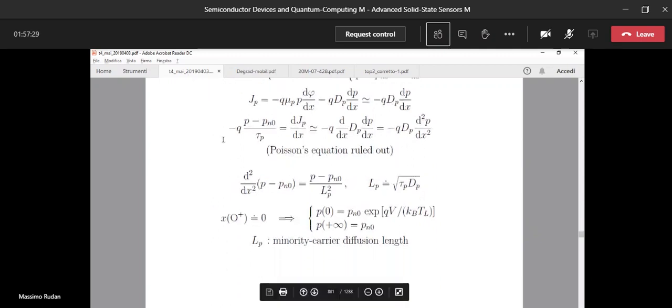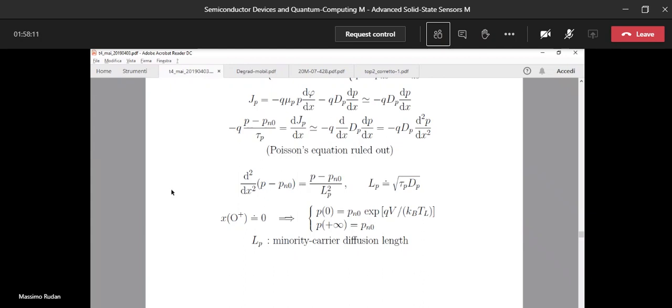So we have the continuity equation, then we have to calculate the derivative of Jp. We do it using the previous line. And using similar definitions as we did for the electrons, we have a second order differential equation for the excess concentration of the holes with respect to equilibrium. All the minus signs have gone. We define the minority carrier diffusion length as the square root of tau p times Dp.